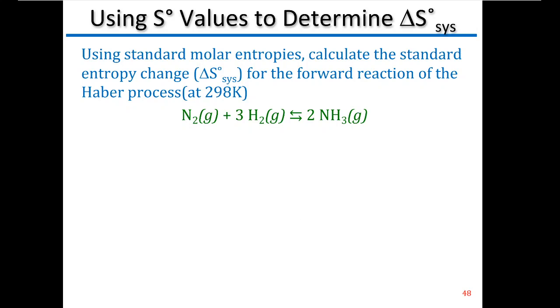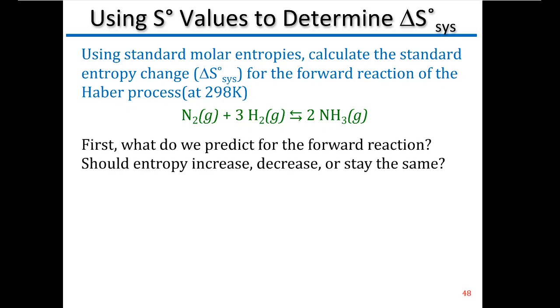So let's take a look at this. First, what do we predict for the forward reaction? Will entropy increase, decrease, or stay the same? Before, we said that we're going from 2 gas molecules to 1 gas molecule. Or maybe you could say we're going from 4 moles of gas to 2 moles of gas. That's one way to look at it as well. We're also going from 2 molecules to 1 molecule. So we said that delta S is negative. We said delta S was decreasing.